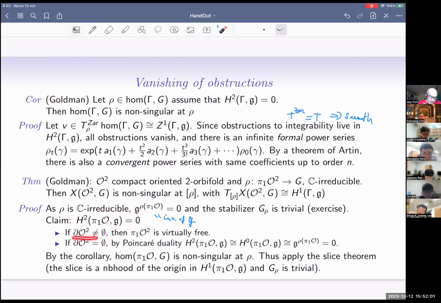Well, there is something very easy: if the boundary is non-trivial, then this group is free or virtually free, and if it's virtually free, it has a finite covering, which is a surface with boundary. And it has cohomological dimension 1, so H2 is 0. Okay, that's cohomological dimension 1.